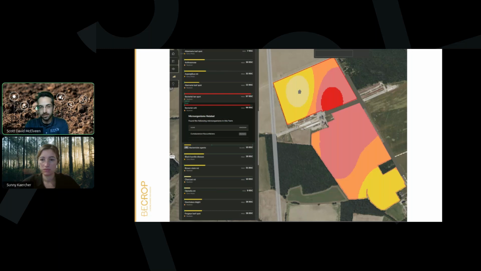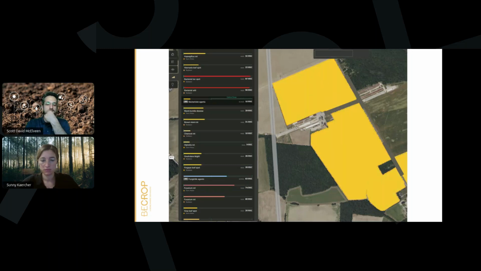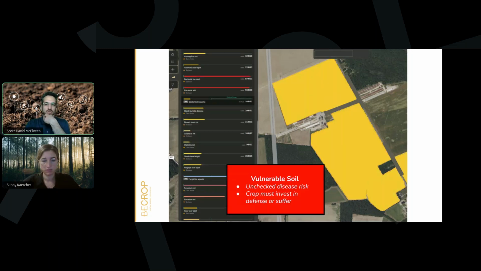Same operation, looking at soybean fields. Bacterial wilt, bacterial tan spot are the highest risks on these fields. I've got a sense of where to scout for it. My bactericide agents are low, so this would be vulnerable soil. The only things you could do for a bacterial disease, you can't spray for it. The choices are choose a resistant cultivar, monitor, rotate to a non-host crop.